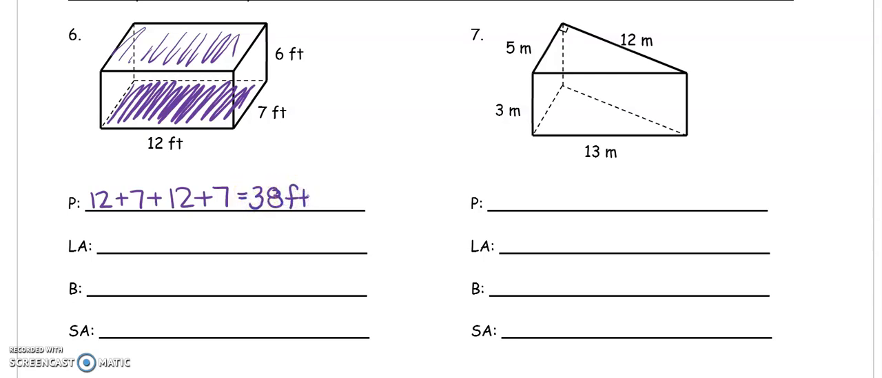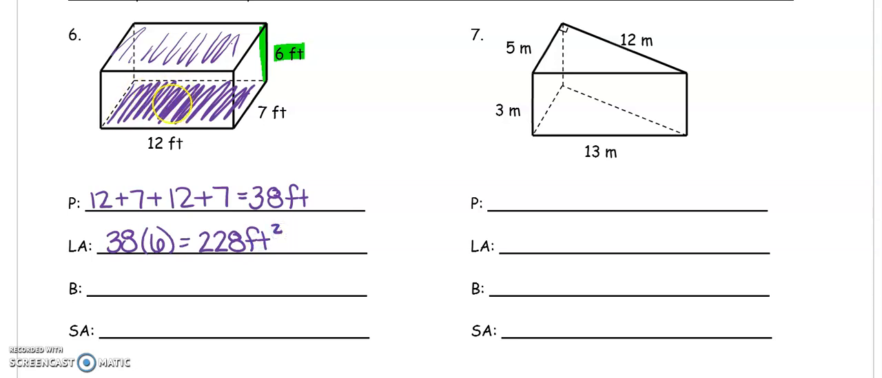To find the lateral area then, if you take a look back up at your formula, it says it's the perimeter times the height. Well, the perimeter is 38, and the height, the distance between those two bases, there's the height right there. My height is 6. So 38 times 6 will give me 228 feet squared.